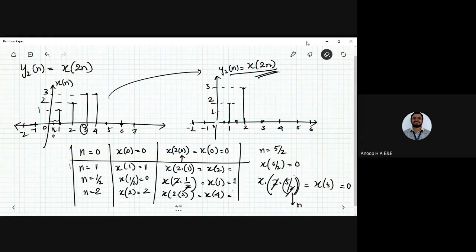Okay, at 0 it is said to be 0. At 1, what you are going to take is n equal to 1 by 2. When n is equal to 1 by 2, you are going to get x of 1. X of 1, what was the value?